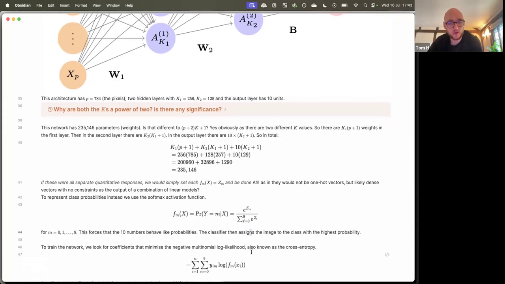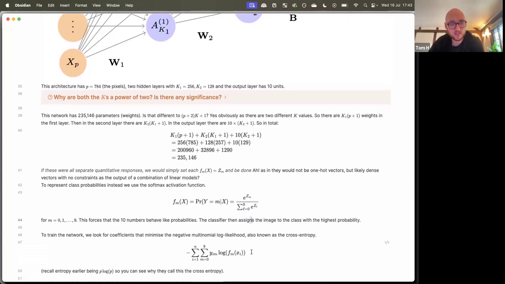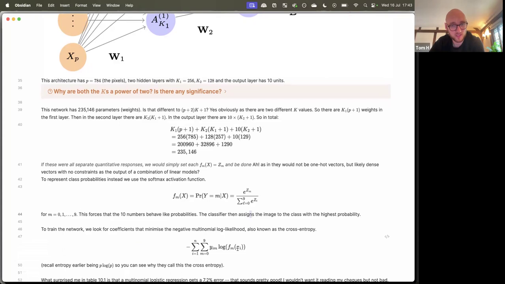To train the network, we look for coefficients or weights that minimize the negative multinomial log likelihood, which is a bit of a mouthful. So cross entropy, which looks like this. So you've got a y log f of x, and f of x is your approximation to y. I think somewhere earlier we had entropy being p log p. So my justification for calling this cross entropy is because rather than p log p, you've got a p log q. So it's between something, like crossing.